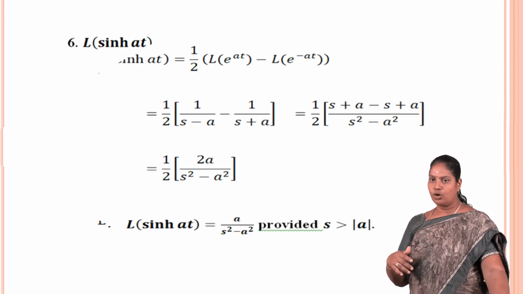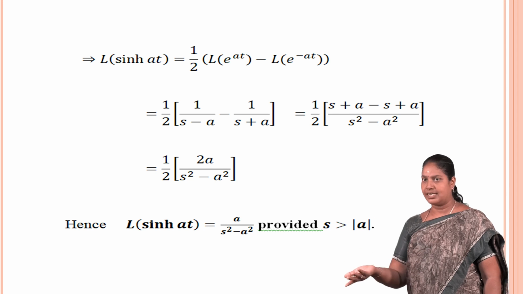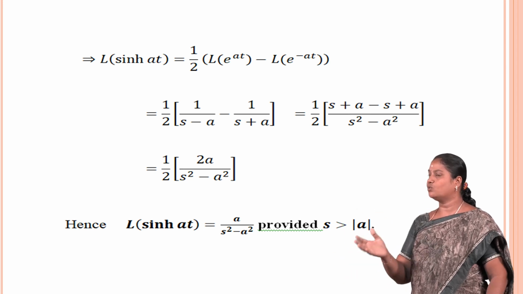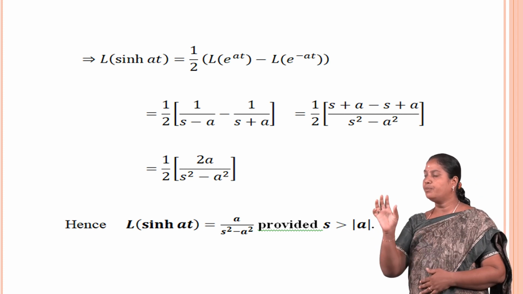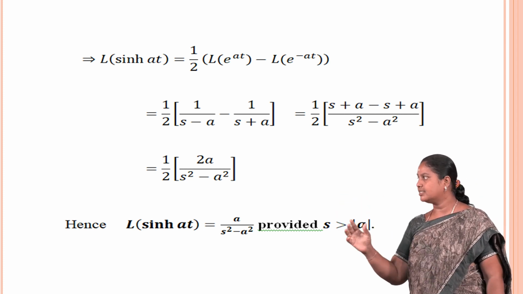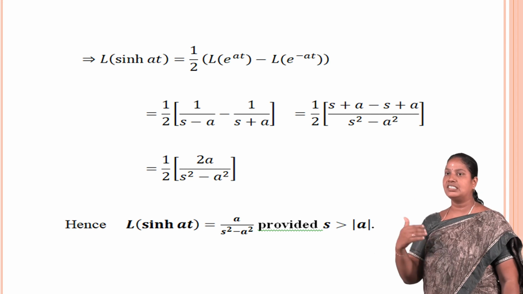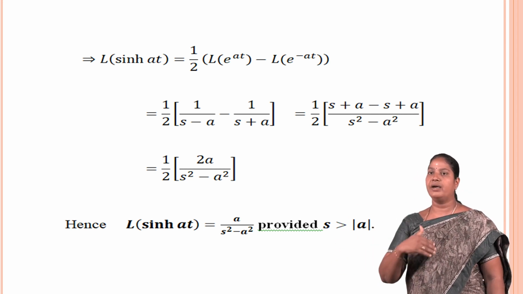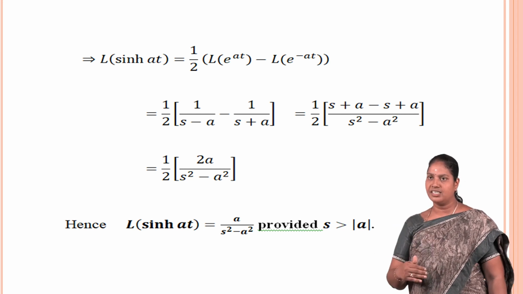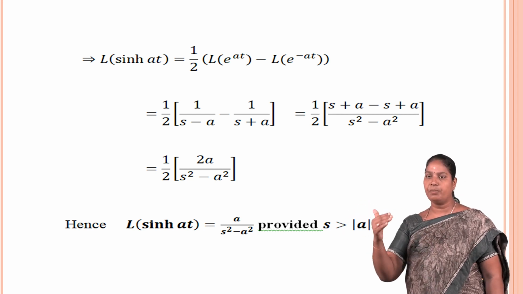Now by the linear property of Laplace transform, this can be written as 1 by 2 times, we can take it outside, it is a constant. So L of e power at minus e power minus at can be written as L of e power at minus L of e power minus at. If we replace L of e power at by the formula 1 by s minus a, and L of e power minus at is nothing but 1 by s plus a.